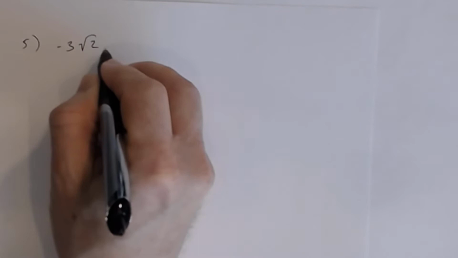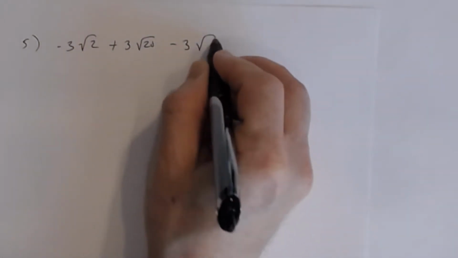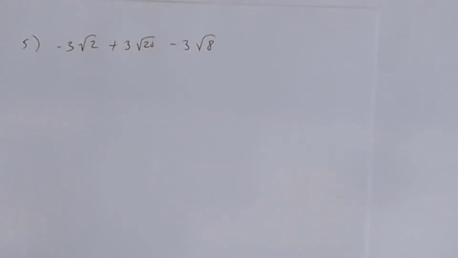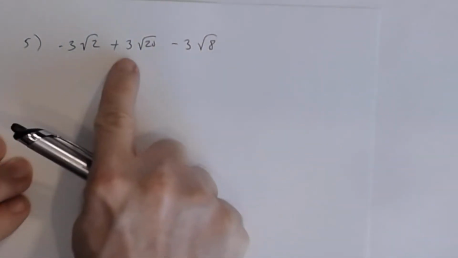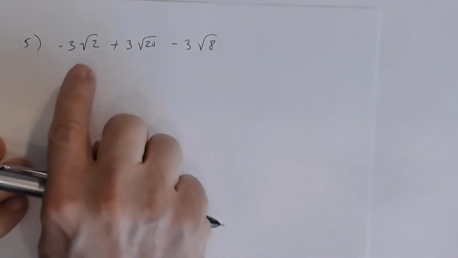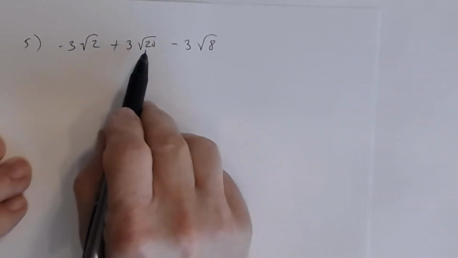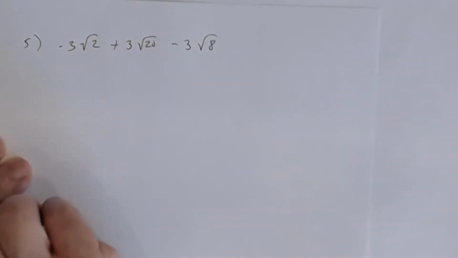So number 5, we have negative 3 square root of 2 plus 3 square root of 20 minus 3 square root of 8. All right, so notice I have 3 terms, and you want to simplify each one first. So you may say, well, they all have different radicands. The radicand here is 2, the radicand here is 20, the radicand here is 8. You're right, they all look different. But when you simplify, some of them could be the same. So that's what you got to do.